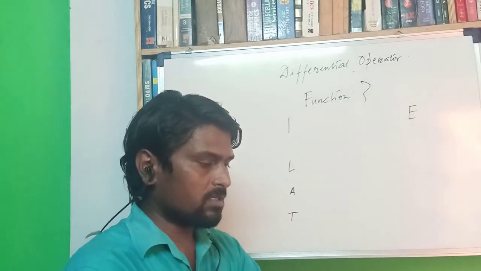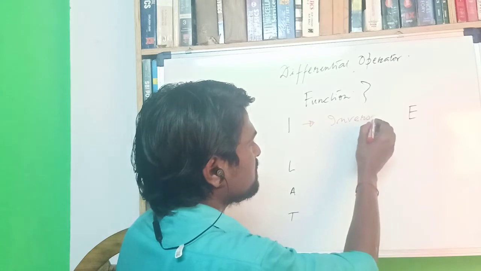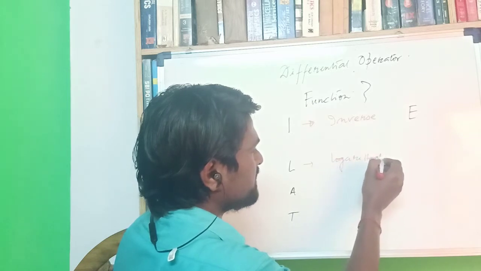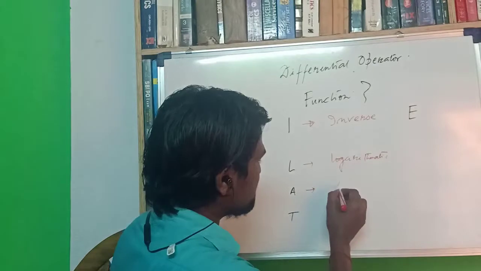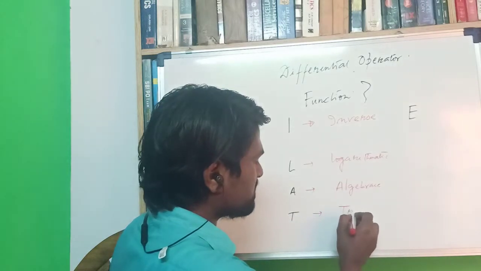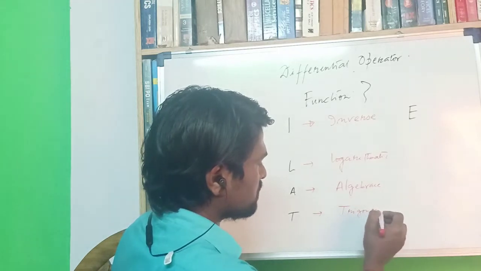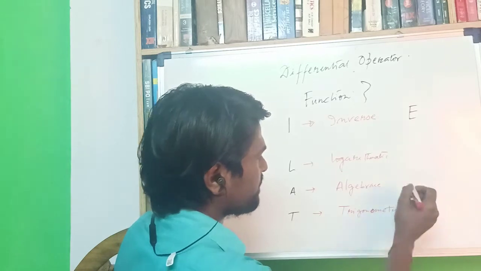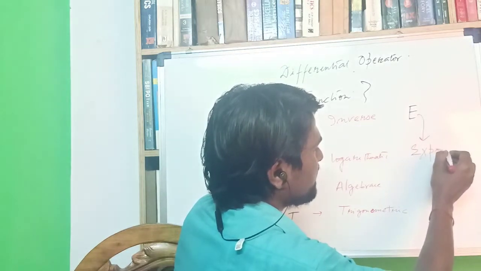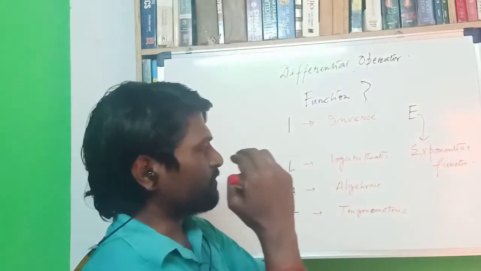So let's start with ILATE. I means inverse function, L for logarithmic function, A for algebraic function, T for trigonometric function, and E for exponential function. So there are 5 functions actually.